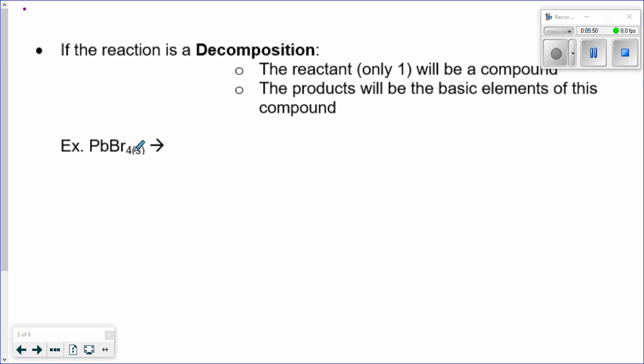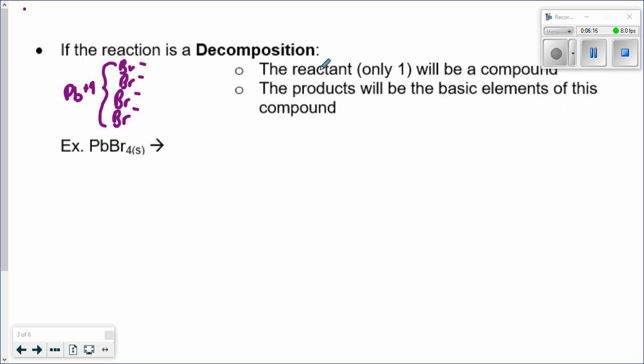So we know that this needs to be lead 4 because, again, bromine forms a 1 minus. So if we had 4 of those, we would have to have, since there's only one lead, 4 plus 4. So that's lead 4 bromide.